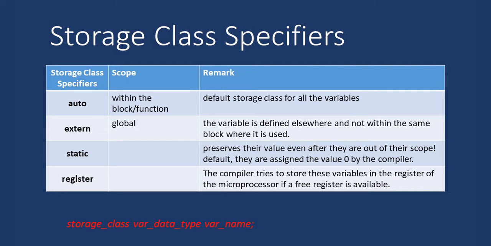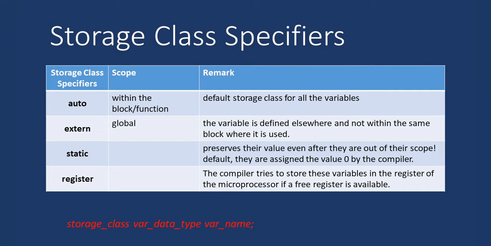Static may be a global variable also, and it may be inside a block depending on the declaration. So the scope may be inside a block or global, but the special thing with static is that it preserves the values of the variables even after they are out of their scope. By default, any static variable will be initialized with 0. We need not initialize it by 0.